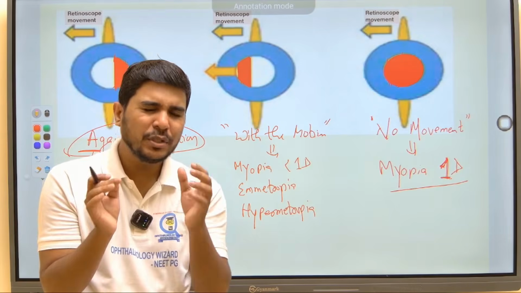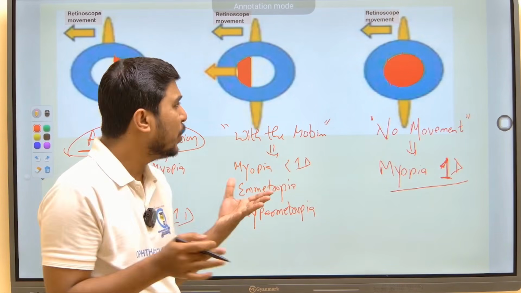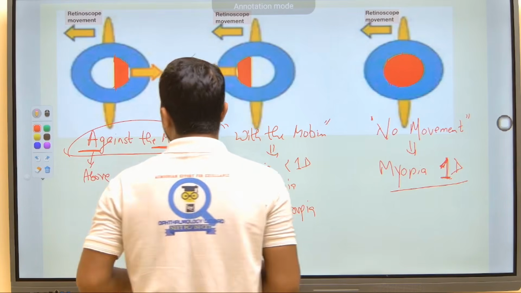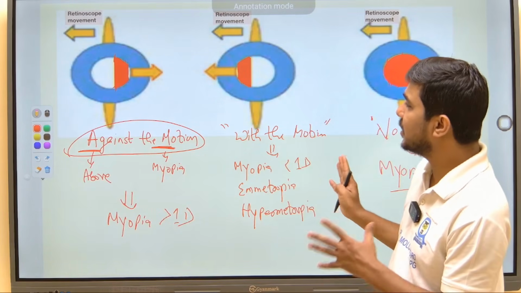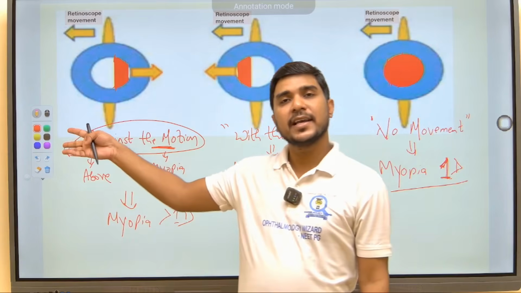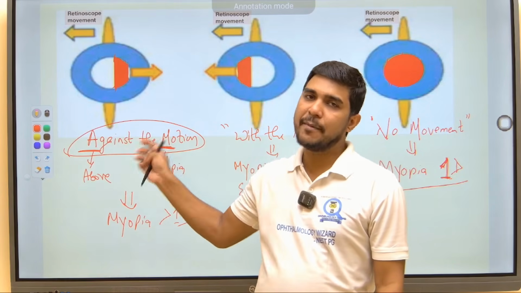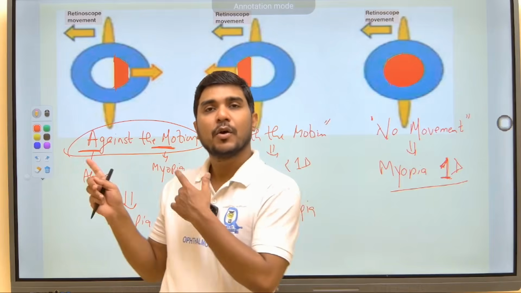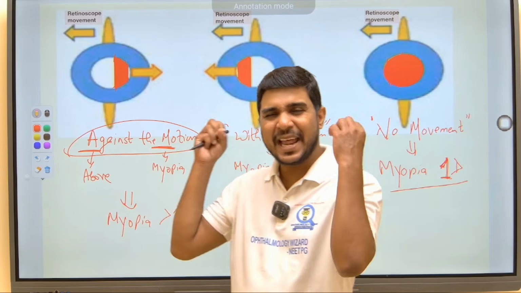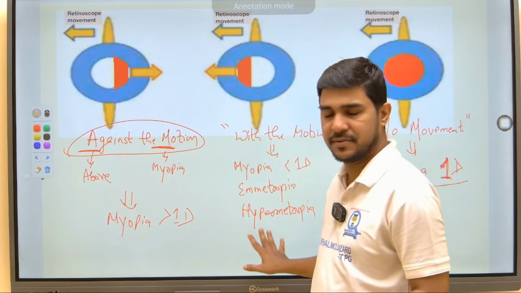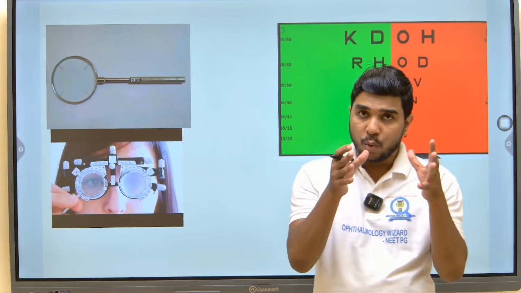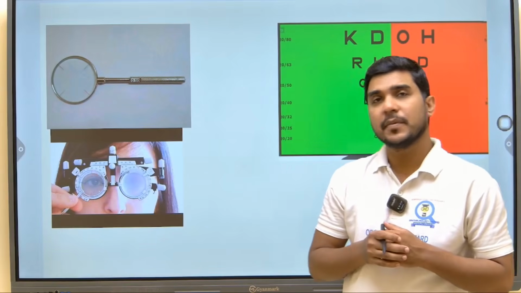What I have told you, just listen carefully, then you will understand everything. And any confusion, DM me. Just remember this: no movement is myopia one diopter. Against the movement means A for against, M for myopia. And how much? From one diopter, so myopia will be more than one diopter. And the rest of the things come under with the motion. Understood? Now, coming to the next image.